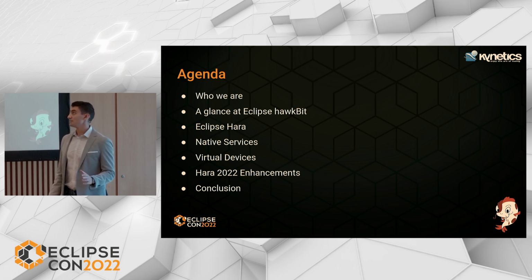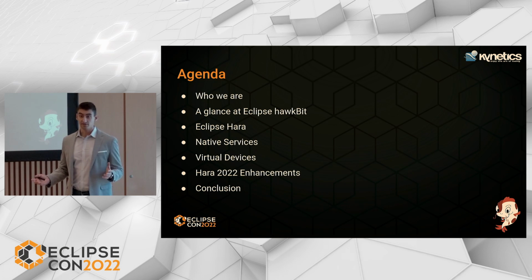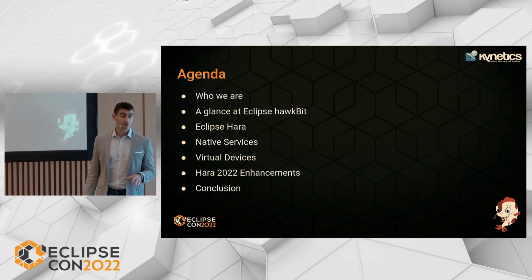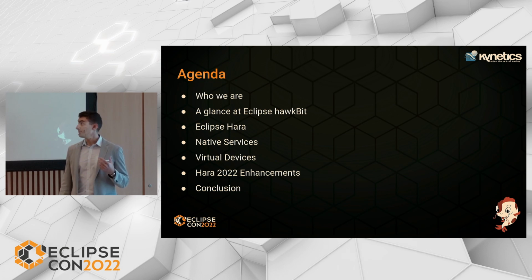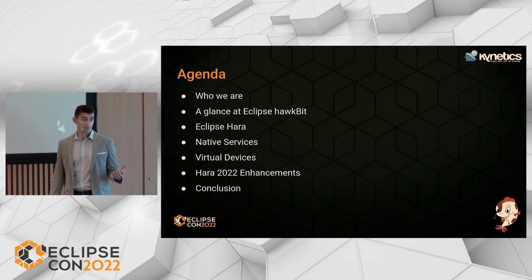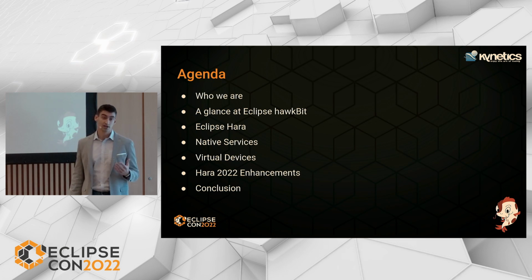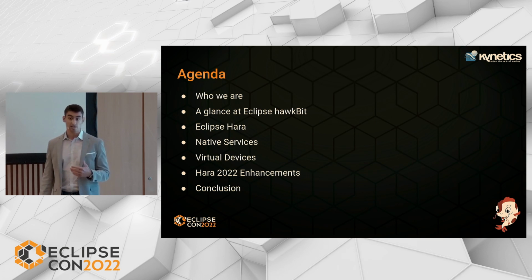We'll start today with a very brief introduction about who we are, what we do at Kynetics, and also a very quick glance of Eclipse hawkBit for those of you who don't know it already. Then we'll dive into Eclipse Hara. We'll see how we got here and where we are going with this project, and also the possible extension points, in particular what we call the native services, and also how Hara can simplify the testing of Eclipse hawkBit. We'll conclude in the end with a few announcements in the roadmap of what we did so far.